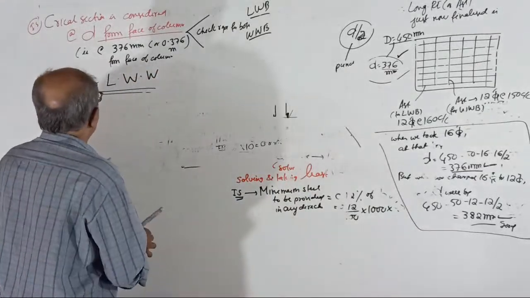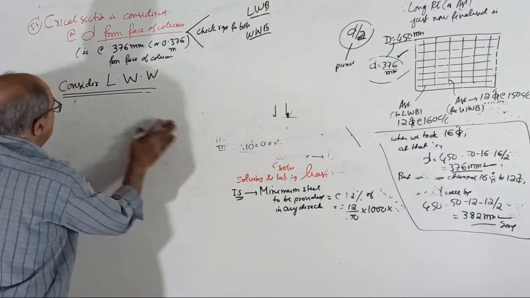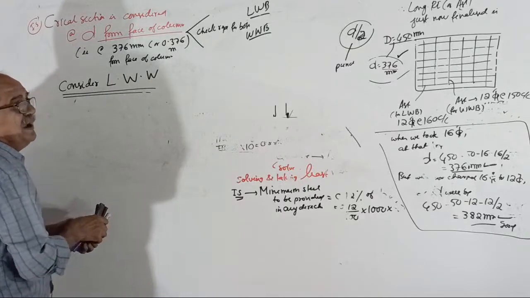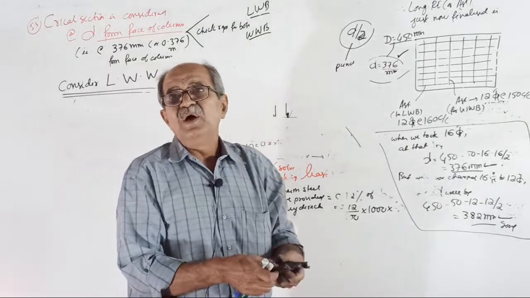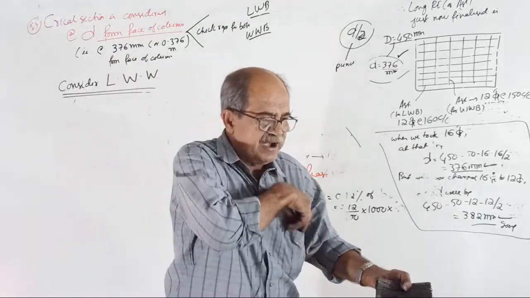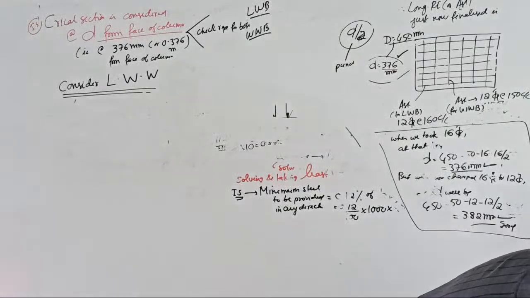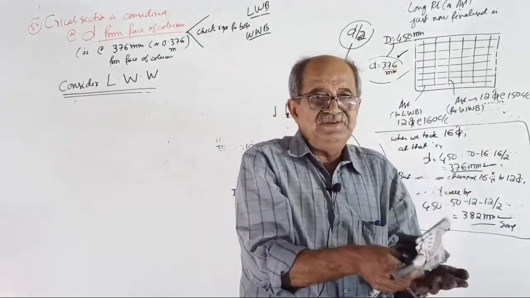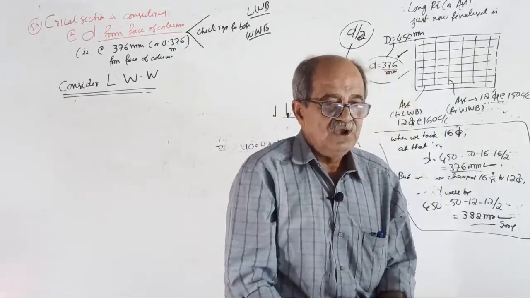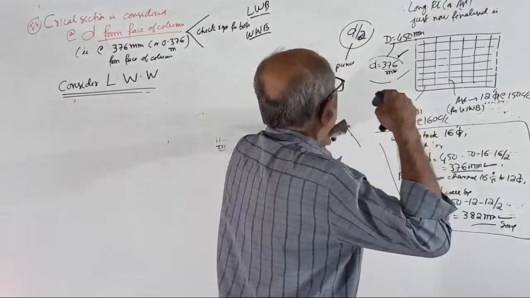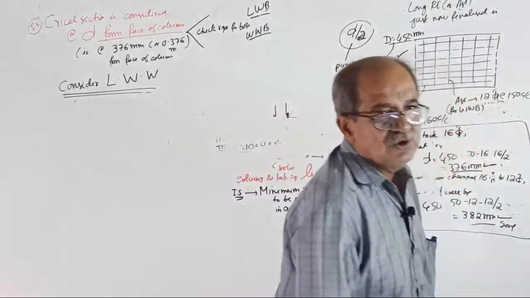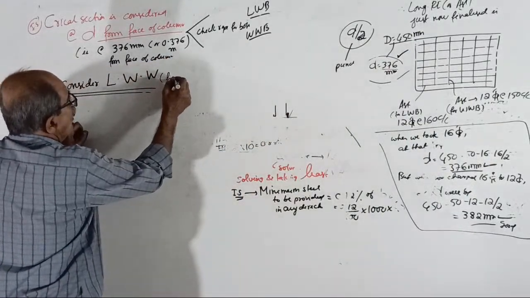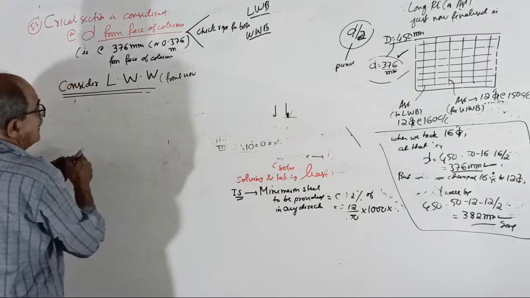Start. Consider lengthwise bending. For punching shear, this is also equally important. When you want to check for punching shear, you always show the plan, because you look this way. For wide beam shear, you look from the side. For lengthwise bending, go for front view. Write the front view now.